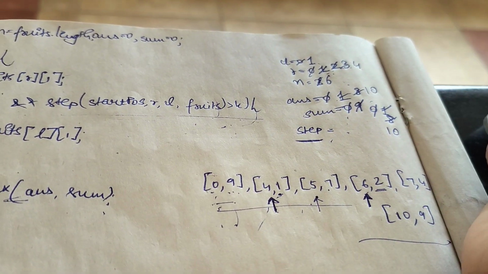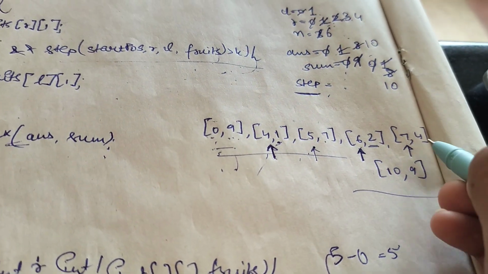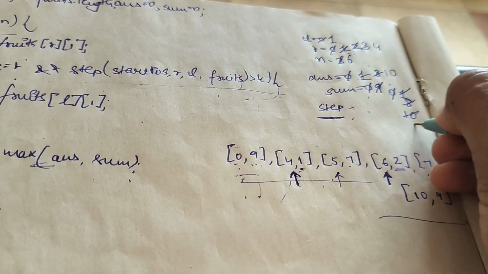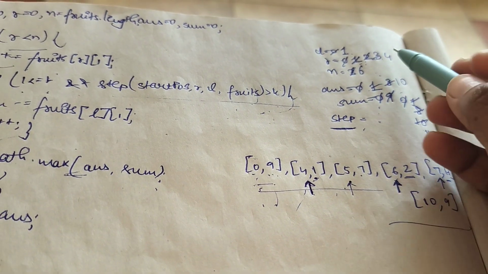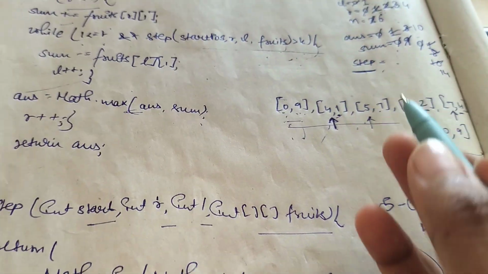Again right is increased. Again 4 is smaller than 6. I am going to increase the value of this. I will add this to my sum. 10 plus 4, 14. Right. Now again left is smaller than right, and I'm going to check in this condition.